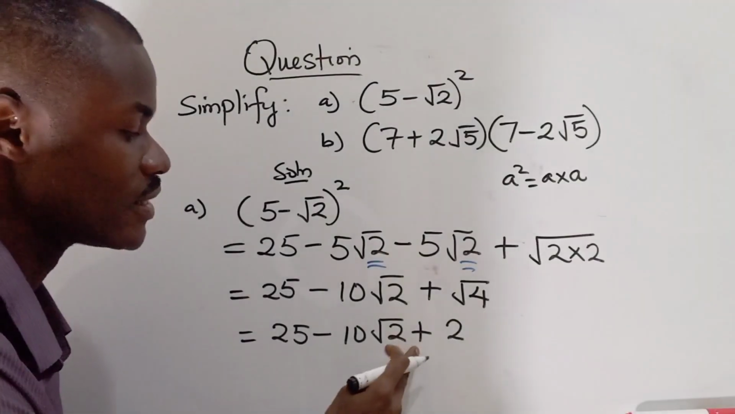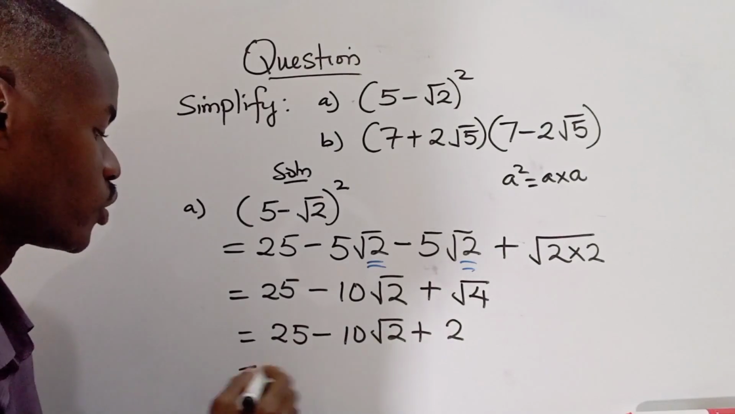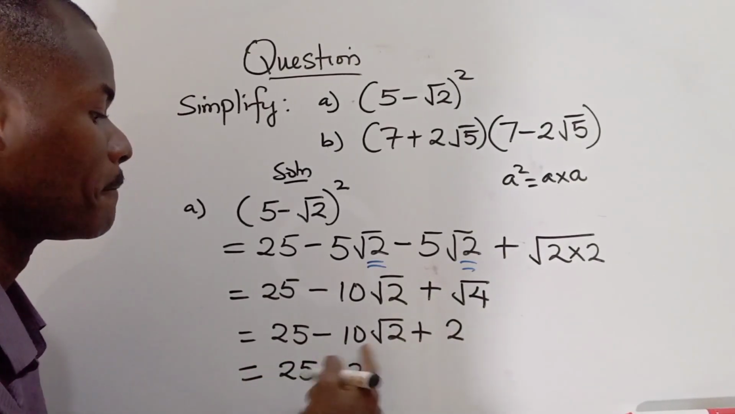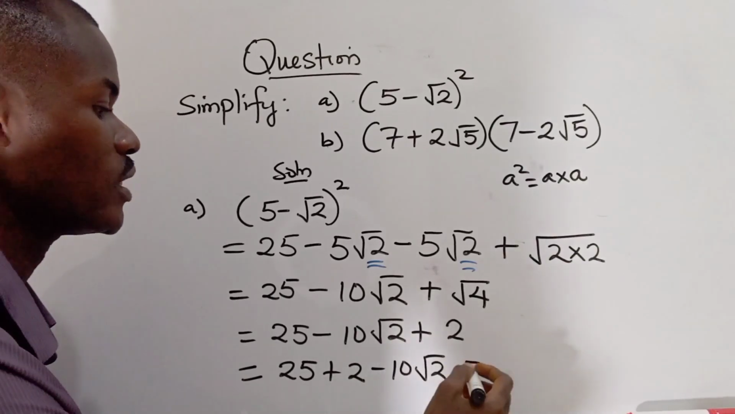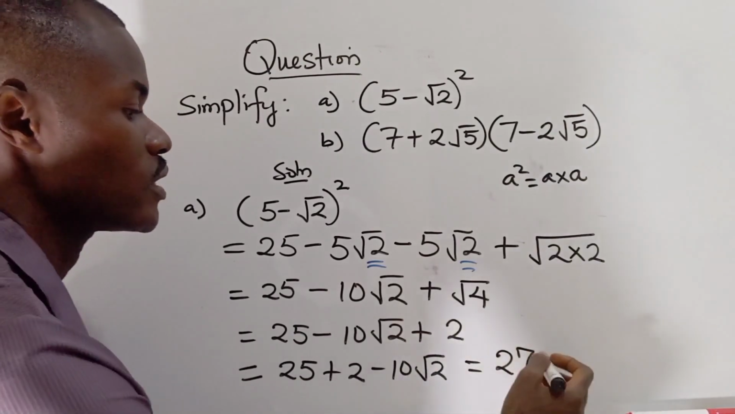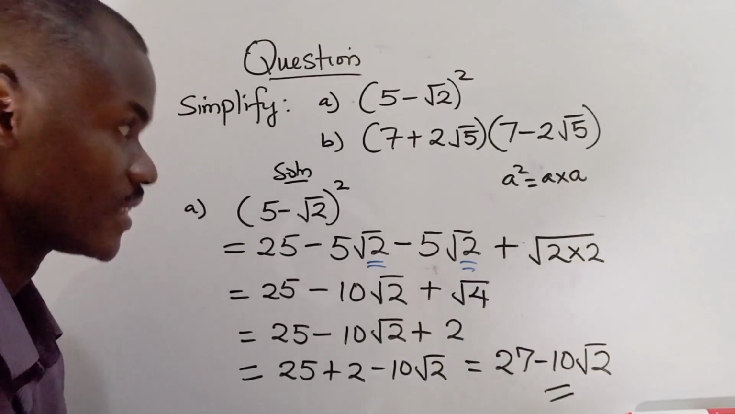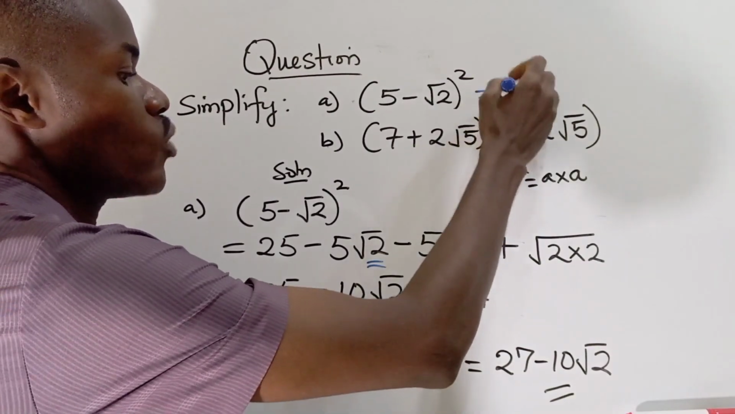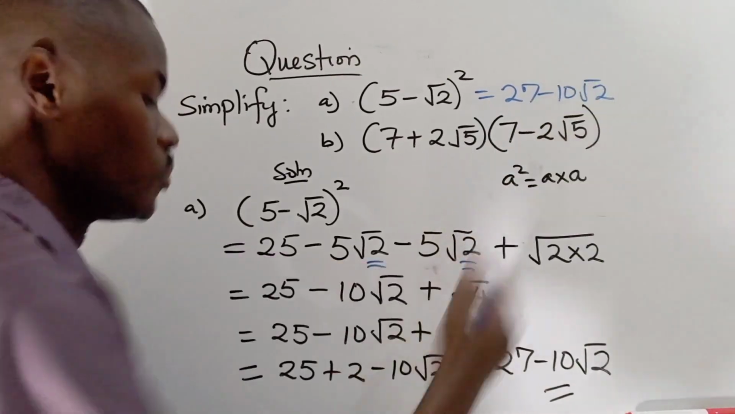Square root of 4 is 2. So we can see that 25 and plus 2 are alike, so I'm going to bring them close. So we have 25 plus 2 minus 10 root 2. This is going to give us 25 plus 2 is 27, so we have 27 minus 10 root 2. So that gives us the answer to the first problem. The first one is actually 27 minus 10 root 2.